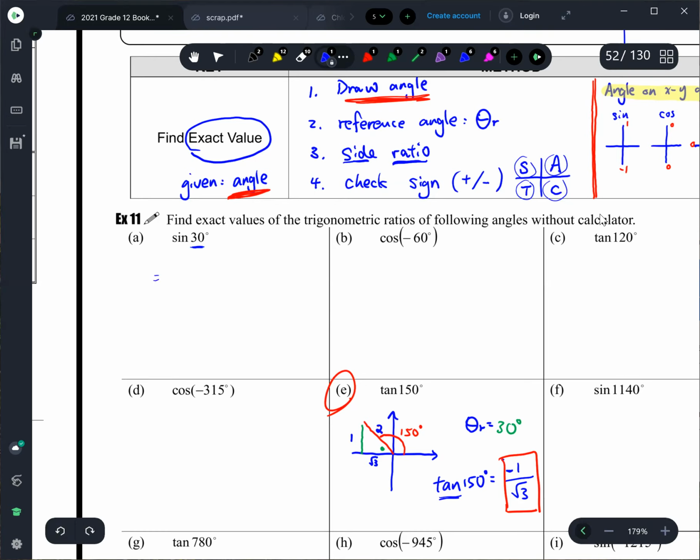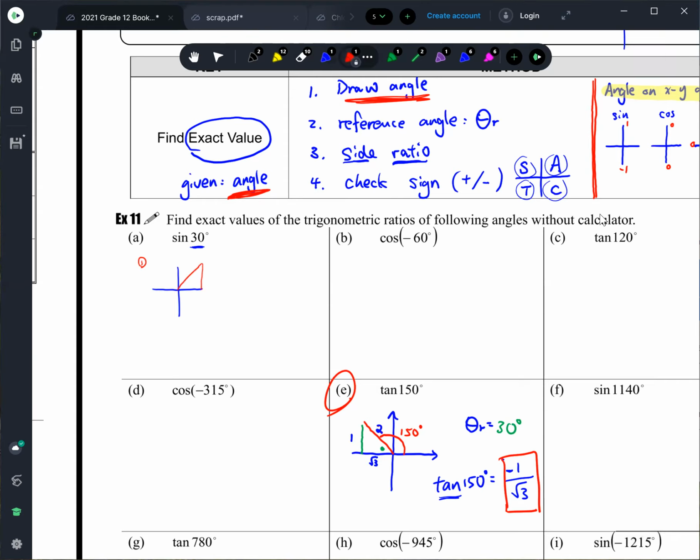So I want to find the exact value for this one, right? So our step 1 is to draw the angle, right? So draw it out. 30° is in first quadrant, so draw that out. This is your step 1. Step 2 is to get the reference angle. So look at the picture, our reference angle is 30°.